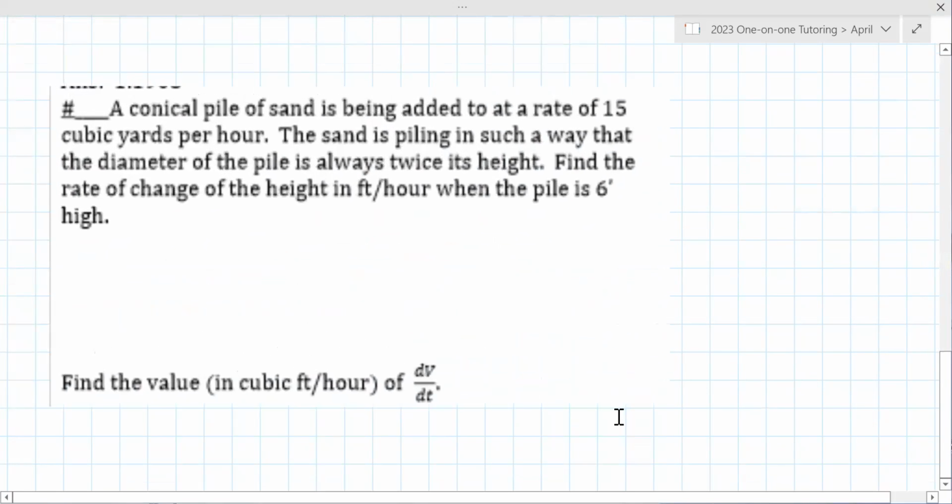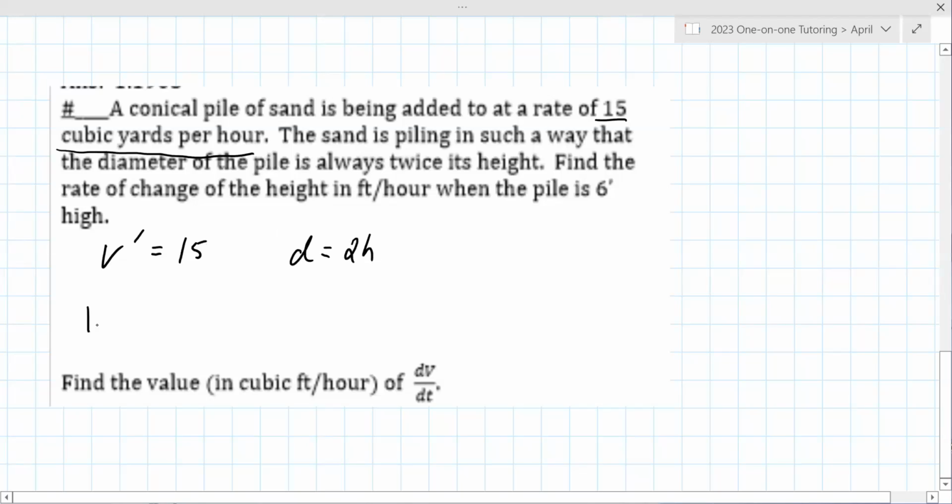All right, a conical pile of sand, so that's a cone, is being added to at a rate of 15 cubic yards per hour. That's your V prime. Again, because it's cubic yards, that's volume per hour, the rate. The sand is piling in such a way that the diameter of the pile is always twice the height. So they're saying D equals 2H. Find the rate of change of the height.